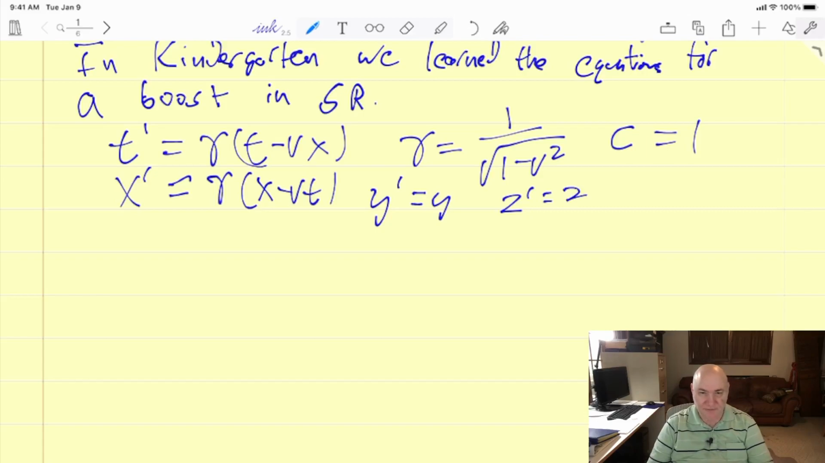Now, I used a phrase, in kindergarten. Why did I use that phrase? Well, that's a phrase that Steven Weinberg used quite often in his textbooks. He'd be doing some really advanced thing in quantum field theory, and he'd say, in kindergarten we learned this, but now we're going to do it in a more sophisticated way, and so on.